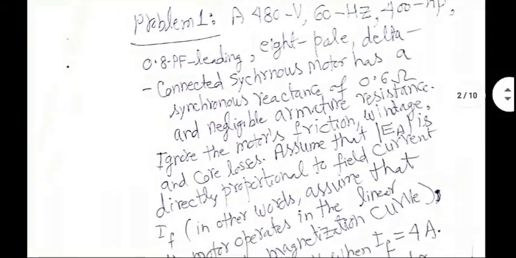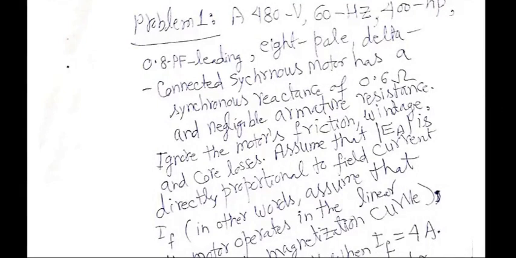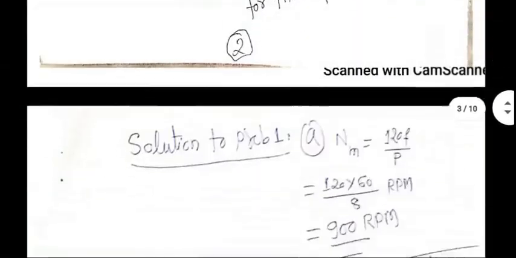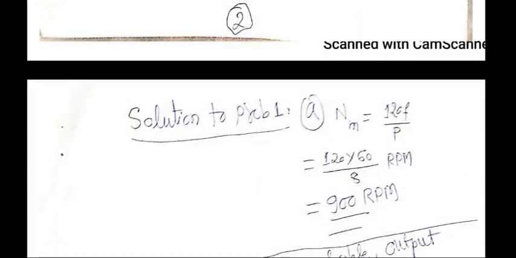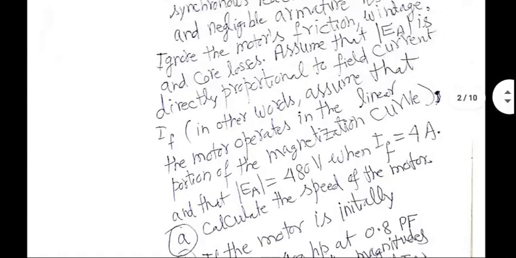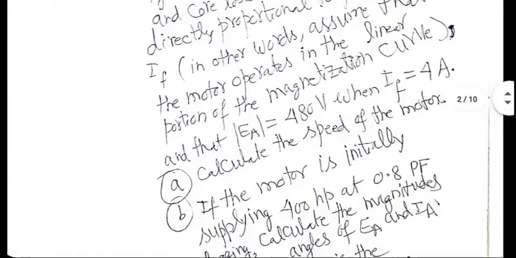The first thing is, of course, draw the equivalent circuit. And keep in mind that it's a delta connected motor. So line voltage will be the same as phase voltage. Anyway, before doing that, let's calculate the speed, which is easy enough, I think.